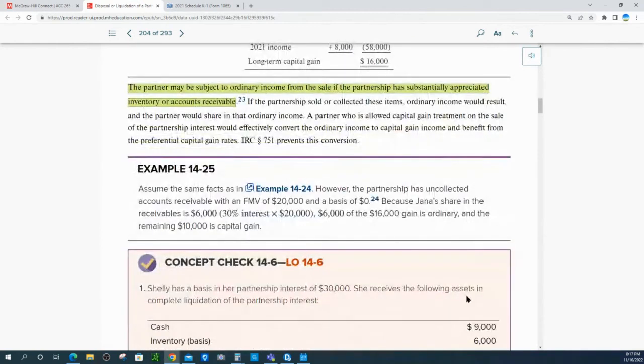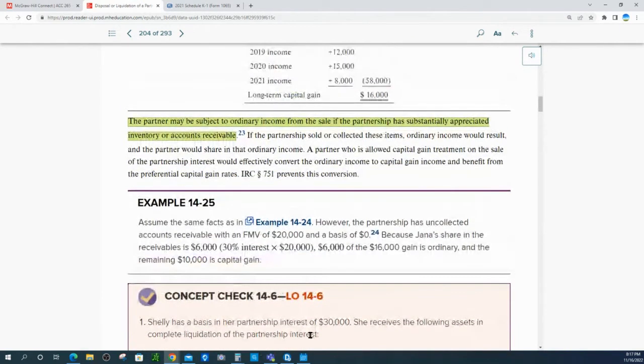So here we've got the same facts. The partnership has uncollected accounts receivable with a fair market value of $20,000 and a basis of 0. Her share in the receivables is $6,000, her 30% interest. So $6,000 of that $16,000 gain would be ordinary. The other $10,000 would be capital gain.